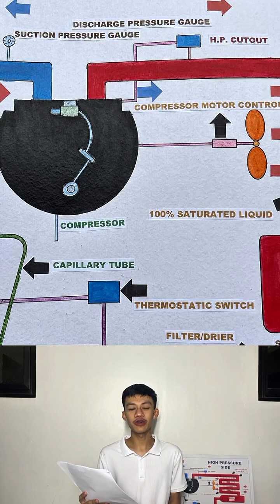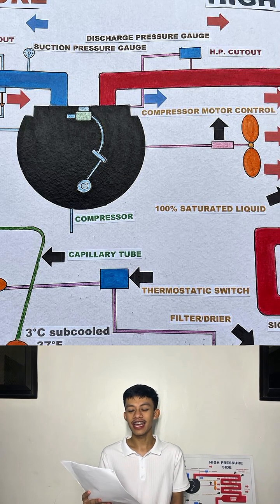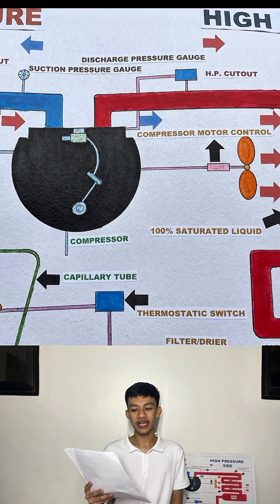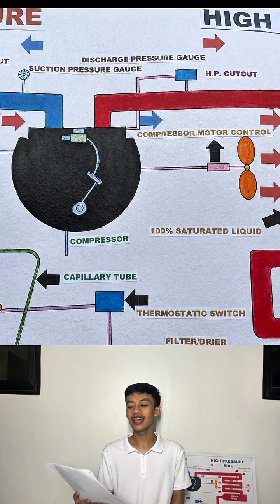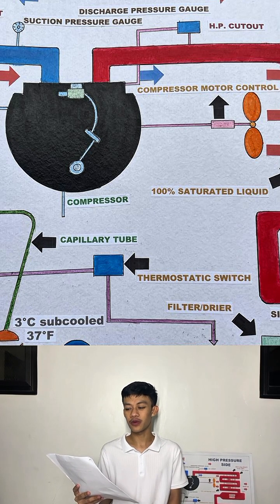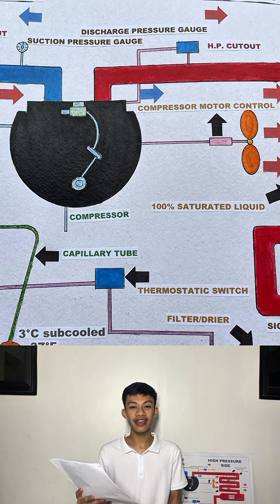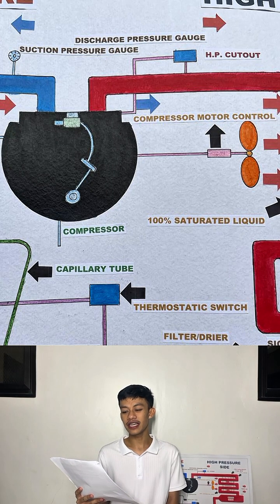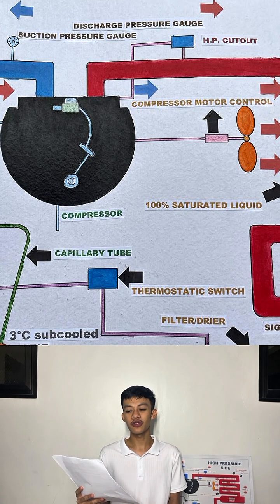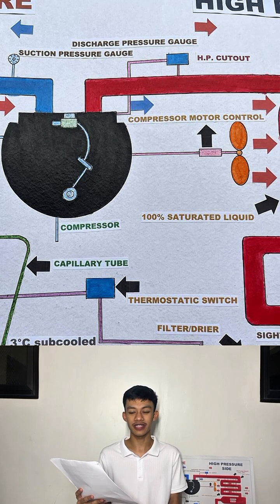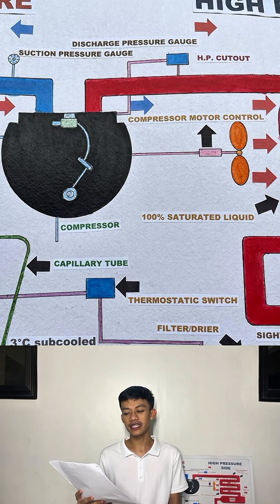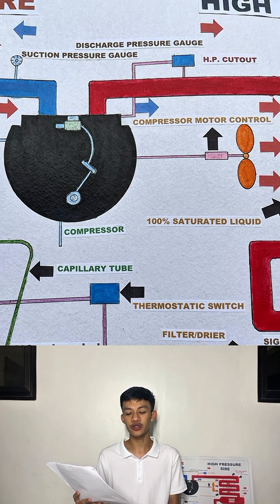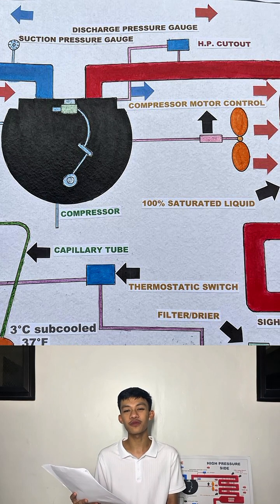Okay, the first major component of the refrigeration is the compressor. The compressor in a refrigeration system is responsible for compressing the low-pressure, dry gas refrigerant from the evaporator, thereby increasing its pressure and temperature to match that of the condenser. This process facilitates the flow of refrigerant throughout the system, so that is the compressor.